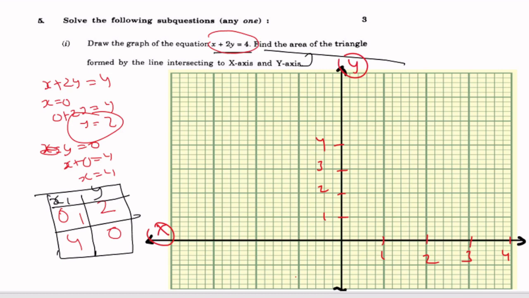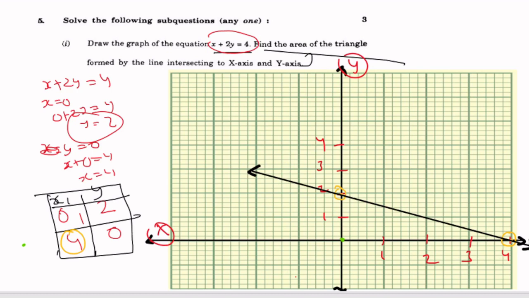Let's take the first example. When the x value is 0, y is 2. The x value 0 is always at the center, we know that. When y is 2, it will be here. This is your first point. Second case, when x value is 4, it will come here, and y is 0. Now you have to join these 2 points. Okay, so this first part we have completed: draw the graph of the equation.